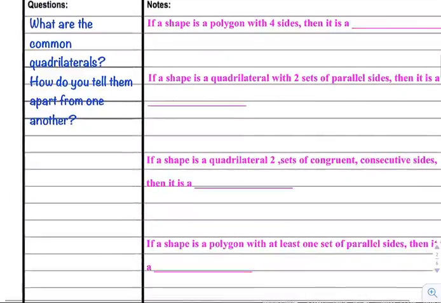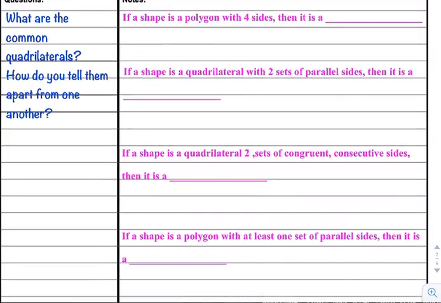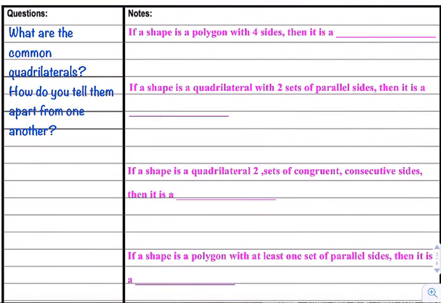Now, the reason that's important is because now we need to talk about the shapes themselves. So when we talk about these common quadrilaterals, how do you tell them apart from one another? In other words, what's the definition? I have the definition outlined for each one, so I want to share the definition, talk a little bit about it, and maybe offer you a picture that you can key in your head for what the shape looks like.